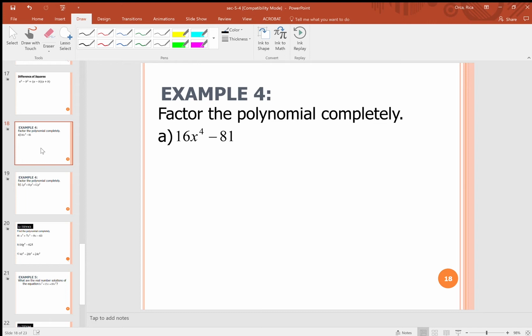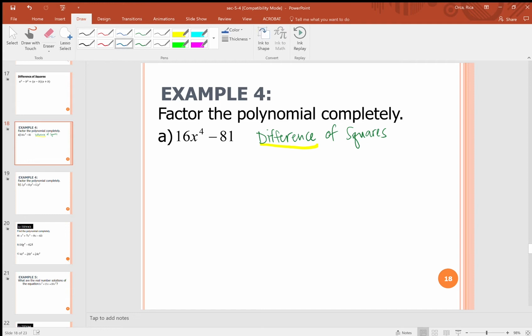Notice how 16 is a perfect square, and so is 81. And believe it or not, x to the 4th is also a perfect square because x to the 4th is x squared times x squared. Because 16, x to the 4th, and 81 are all perfect squares, let's go ahead and factor this by using a difference of two squares. Remember that the word difference means to subtract, and that's exactly what we're doing. We're subtracting the 16x to the 4th and 81.